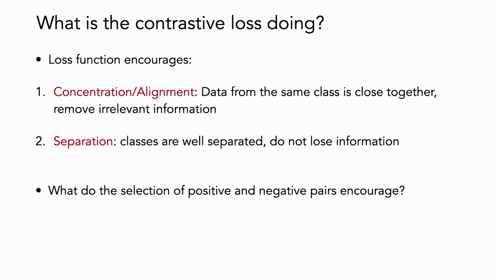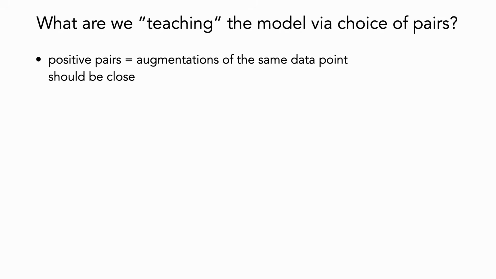So what's the contrastive loss doing? All right, so the loss function itself, we've just shown, explicitly encourages alignment and uniformity, or sort of concentration and separation. So then what is the selection of positive and negative pairs encouraging, right? We talked about how we generate those positive and negative pairs, through maybe all these different augmentations. So what are we teaching a model via our choice of pairs?